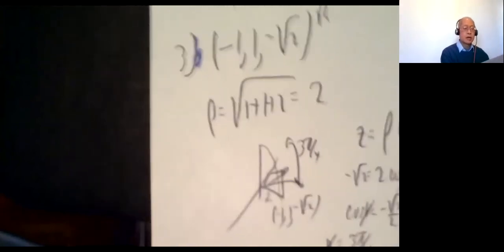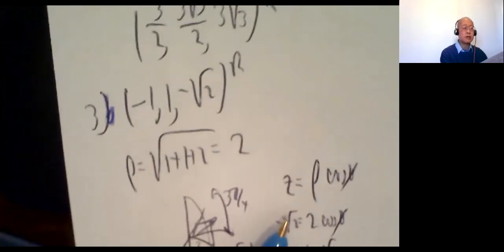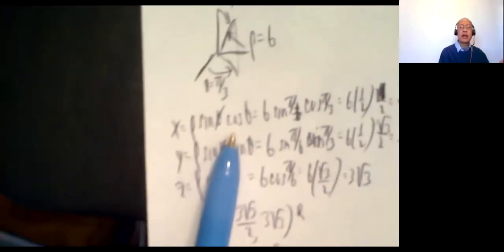What do I do next? Okay, normally the best thing to do after that is to find phi, because z only involves phi, right? X and y in the formulas involve theta and phi. Z only needs phi. So the easiest thing to do next is normally to just figure out from the z, rho cosine phi.